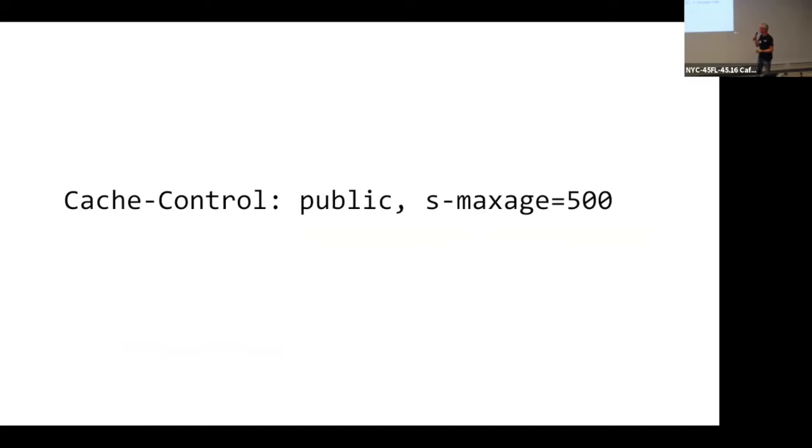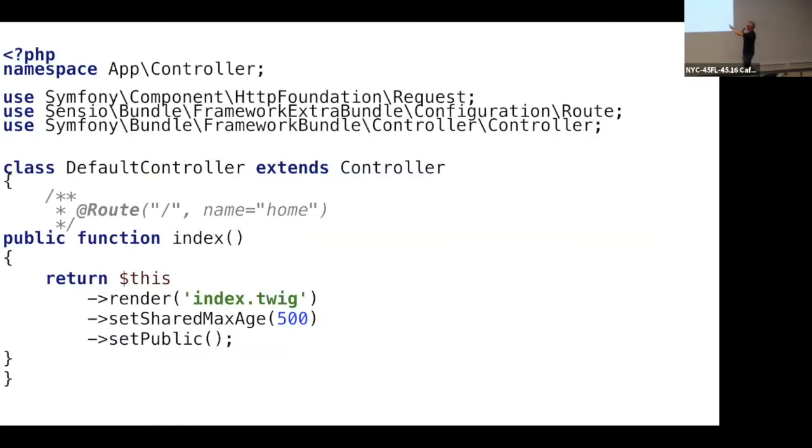Reasonably simple. You could translate whatever you're going to see now to Laravel or different frameworks. We all have the concept of controllers with actions in there, and in those actions, eventually you're going to return an HTTP response. We're going to render a typical Twig template, and we're going to set two parameters: set shared max age, that's s-maxage, to 500, and make sure it's public.